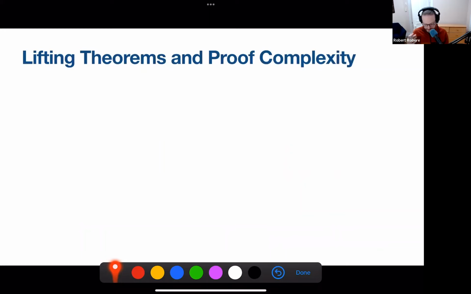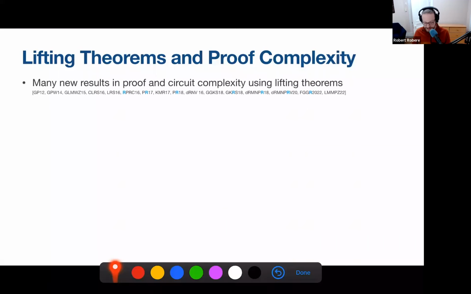Okay, so this workshop is about proof complexity. So I'm going to be interested in how lifting theorems are related to proof complexity. There's been a long line of work in the past decade using lifting theorems to derive new lower bound results and upper bound results in both proof and circuit complexity. This isn't even a complete list, but it's just to give you an idea of the kind of advances that have been made ever since these theorems have taken center stage.